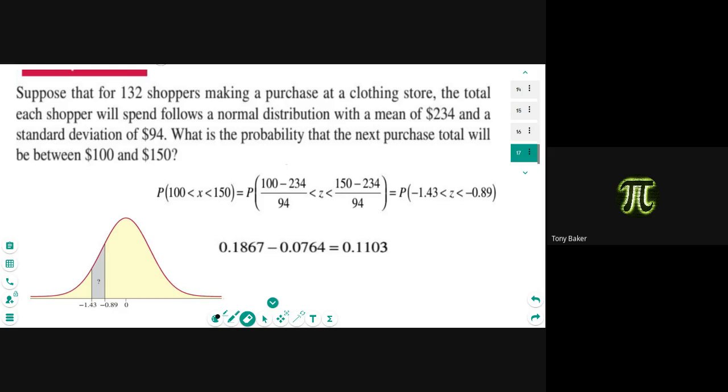Just take a picture of the question and text it to me, because most of them were pretty straightforward. But if you take a picture, I can tell you exactly how to do the one you're looking at.